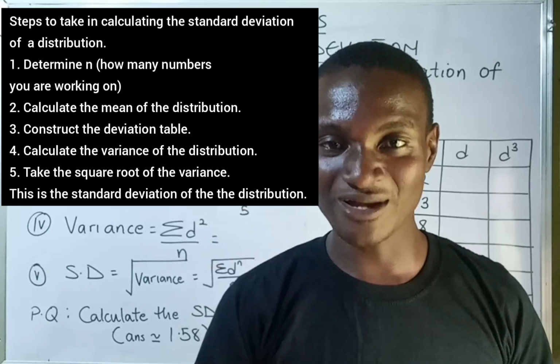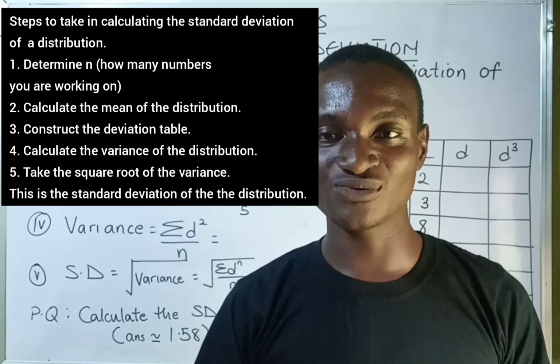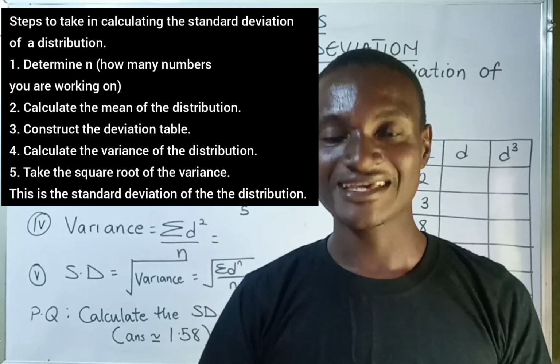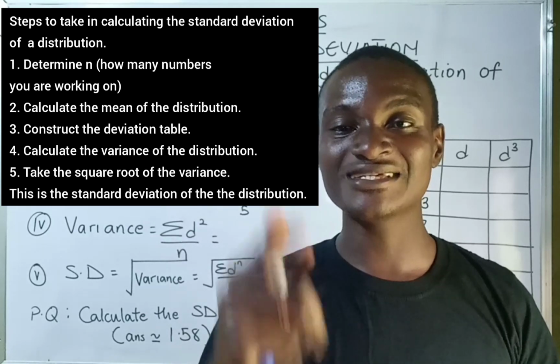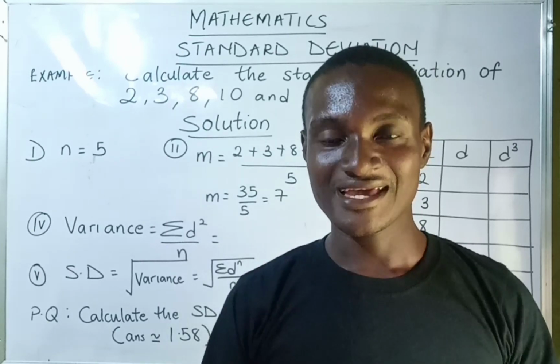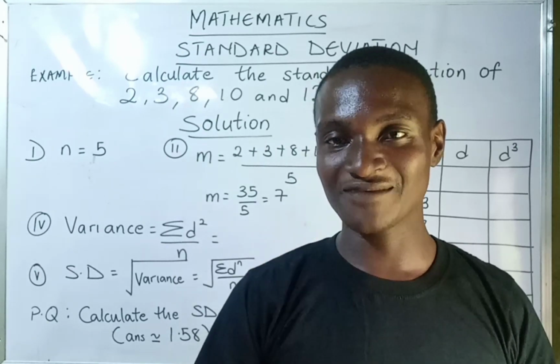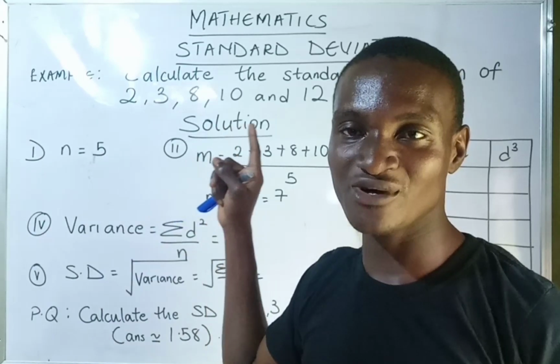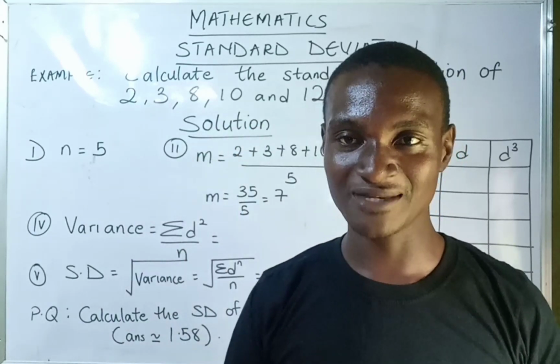Once you have been able to calculate the variance, the last thing to do is to find the square root of the variance. The square root of the variance is actually your standard deviation. Now, for you to understand what I have just said, I want you to see how I carry out these steps in finding the standard deviation of the set of numbers you are seeing on the board here.